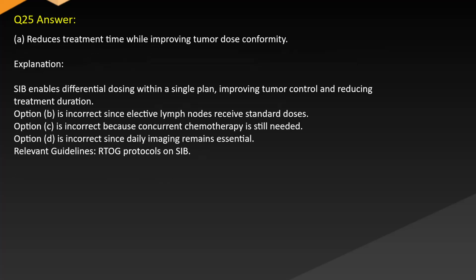Answer: A. Reduces treatment time while improving tumor dose conformity. Explanation: SIB enables differential dosing within a single plan, improving tumor control and reducing treatment duration. Option B is incorrect since elective lymph nodes receive standard doses.